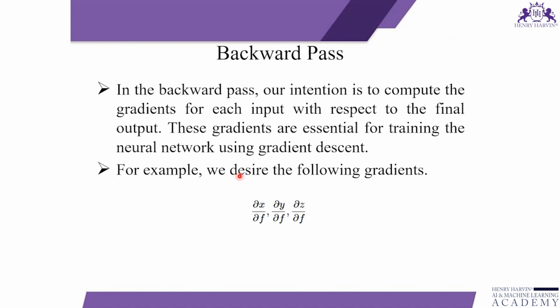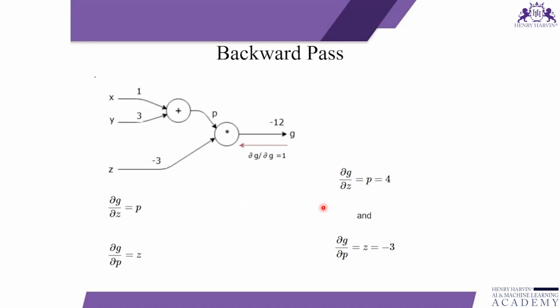Now in the backward process, our intention is to compute the gradients for each input with respect to the final output. These gradients are essential for training the neural network using gradient descent. For example, we decide the following gradients: dou f by dou x, dou f by dou y, dou f by dou z. Right? So let us understand this in detail.